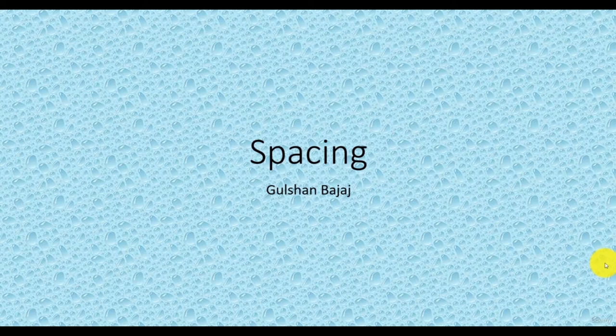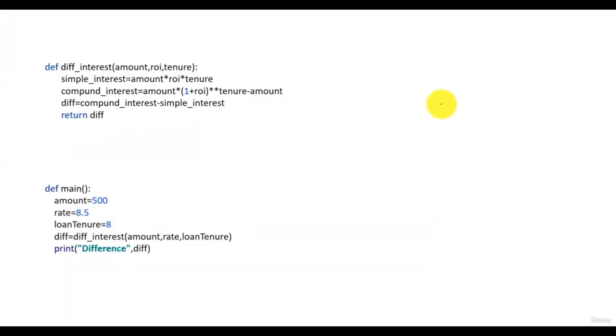Let's try to understand this by an example first. Let's take this example where we have written the main function and one function to calculate the difference of the simple interest and compound interest. Although this program is logically correct and calculating the correct answer, it is somewhat difficult to read because there is no space used here.